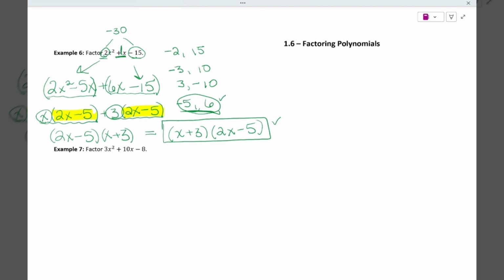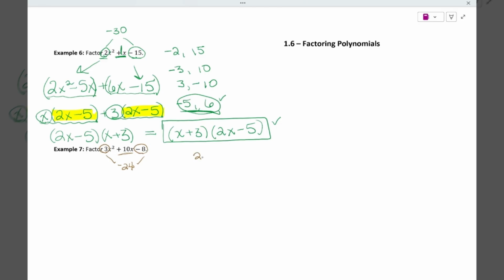Okay. One more example of this form, again, because these three terms, 3x squared plus 10x minus 8, don't have a GCF. So I look at the number in front of x squared, 3, and the constant negative 8. Multiply those, I get negative 24. So what are factors of negative 24? They give me a positive 10. So again, because it's a negative number, when I multiply, I need to multiply two different signs.